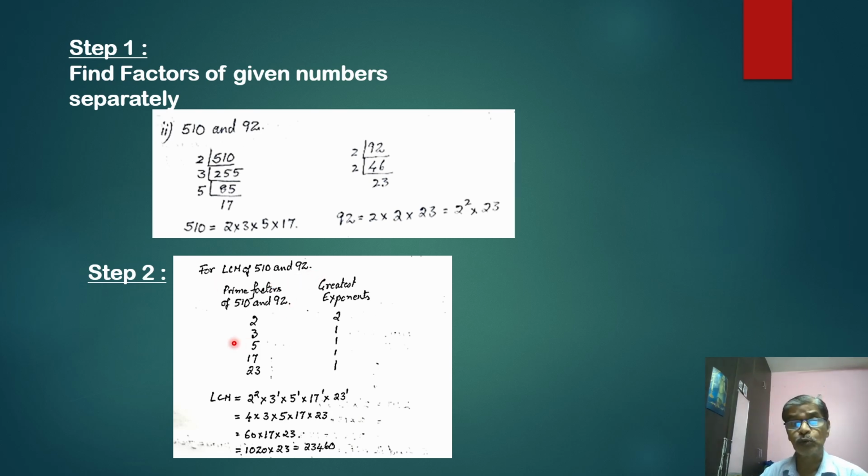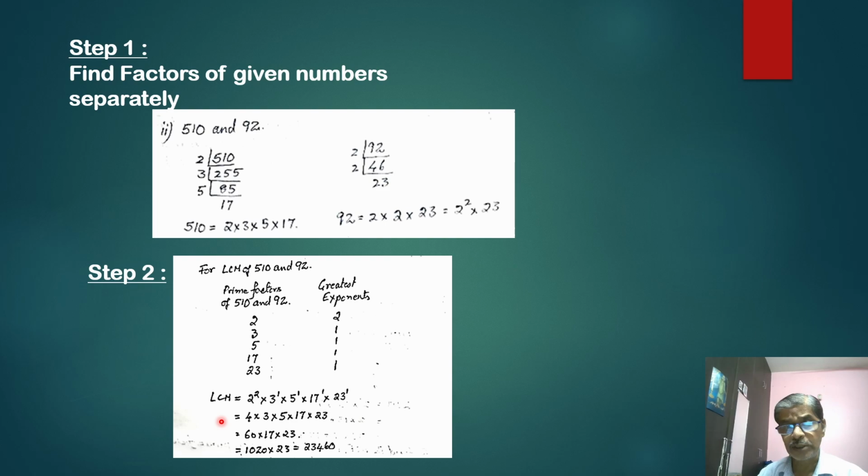510 and 92. We have to make two columns. One is prime factors: whatever is there, all the prime factors we make a list, and the exponents of both. So here 2 is repeating twice, so the exponent is 2 and all other numbers have a power of 1. So now our second step is listed.